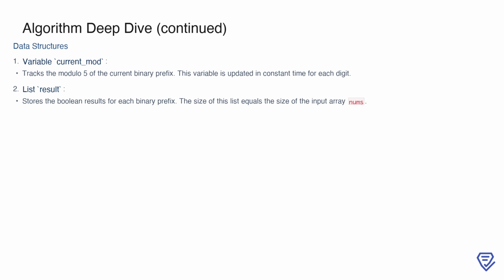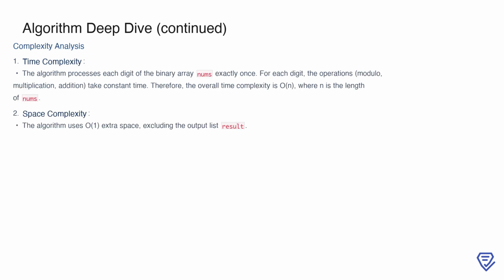The second is the list result, which stores the Boolean values indicating the divisibility of each prefix. The size of this list matches the length of the input array, as it contains one entry for each prefix. Together, these data structures ensure that the algorithm is both simple and efficient, with minimal overhead in terms of memory usage. Now, looking at the complexity analysis, the algorithm processes each digit in the binary array exactly once.